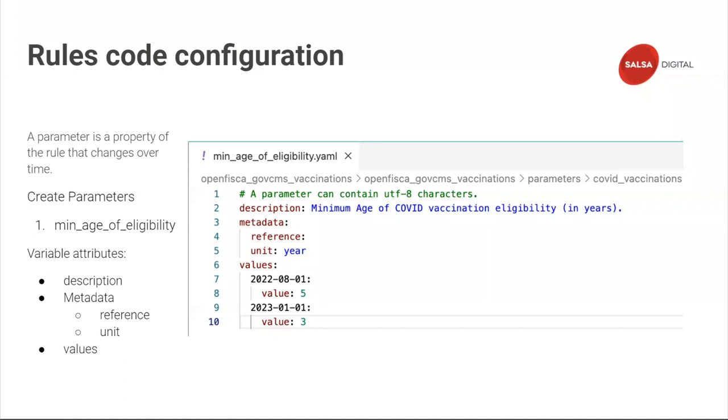And this is another example of a rules code configuration where a parameter is being defined. So the parameter is mainly age of eligibility, and it has various attributes like description and metadata and values, etc.